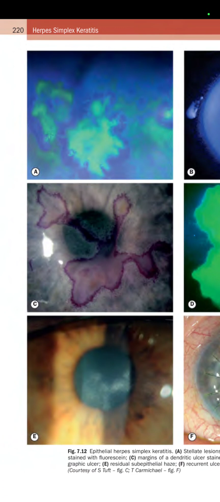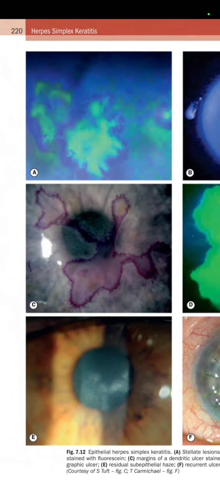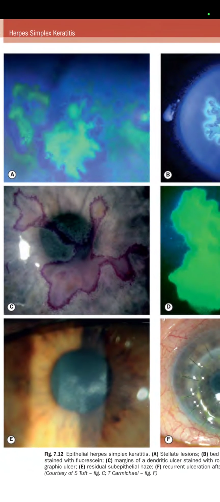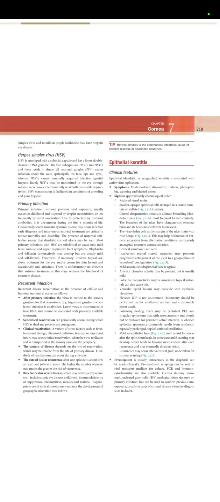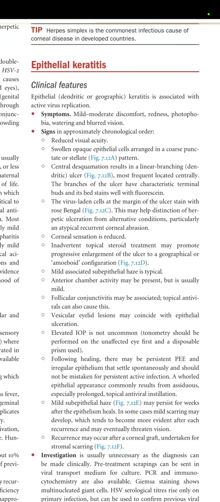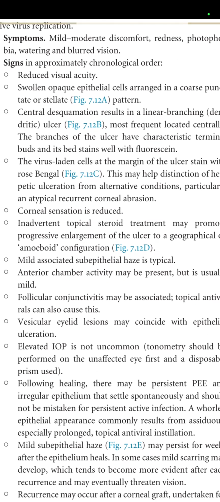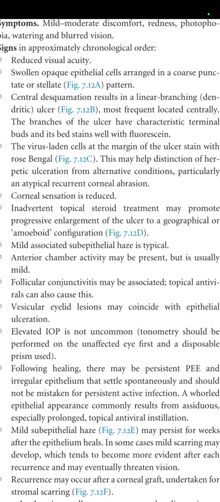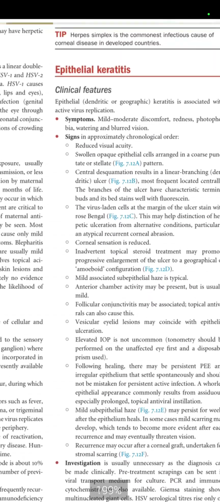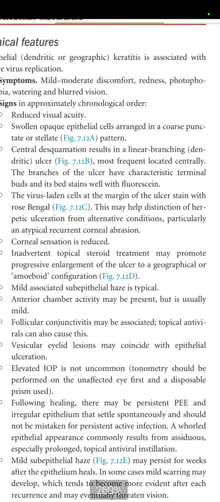Now we can see figure 7.12c, that you can see how well the margins of the ulcer are staining with the rose bengal. And why is that so? Because there are viral laden cells. Now second is that inadvertent topical steroid treatment may promote progressive enlargement of the ulcer to a geographical or amoeboid configuration.